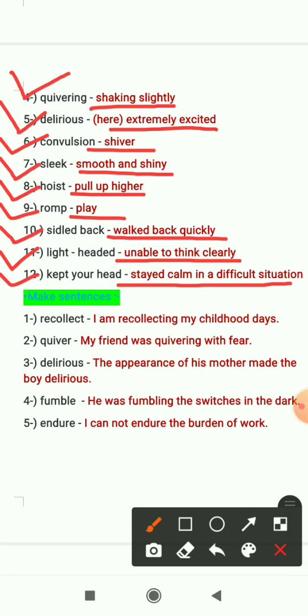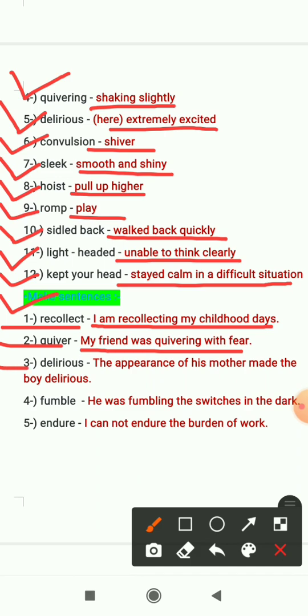Now let's see make sentences. First one is recollect. That means remembering. So the sentence will be I am recollecting my childhood days. That means I am remembering my childhood days. Second one is quiver and it means shiver. And the sentence will be my friend was quivering with fear. That means my friend was shaking with fear.